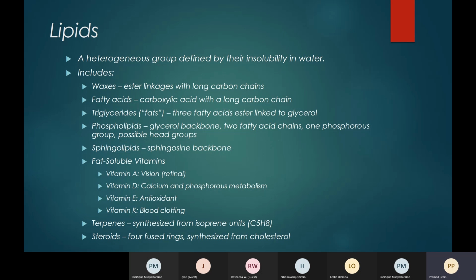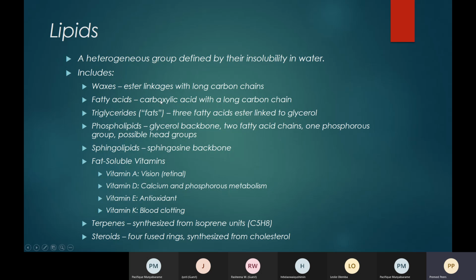Lipids are really just defined by being hydrophobic. They're not soluble in water. So you get a lot of diverse molecules here, like all of these. But the important one to focus on here is fats. Usually when you hear the term fat, it could refer to any of these, but typically when you hear fat, it means triglyceride. A triglyceride is essentially a polymer of fatty acids. So these two are what we're going to be focusing on, fatty acids and triglycerides.